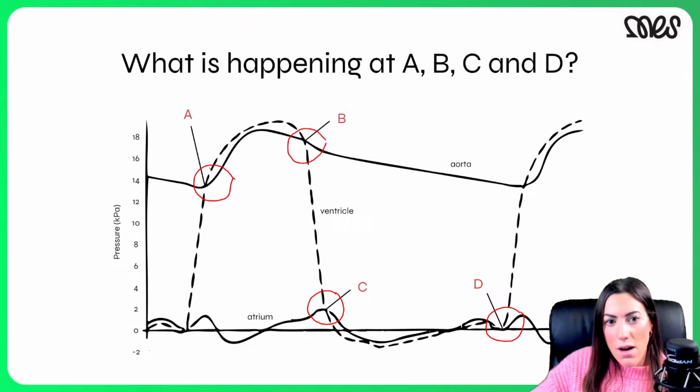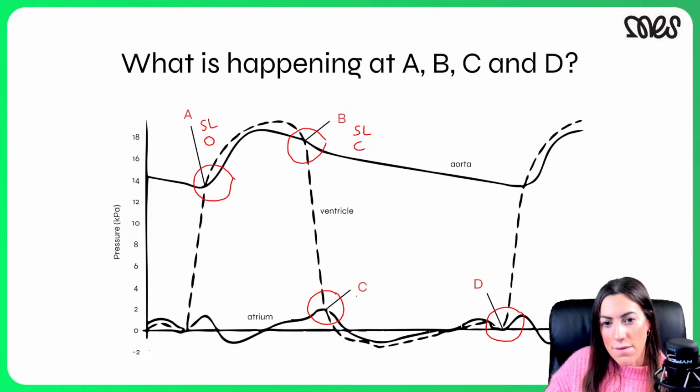So we've got ventricular pressure creeping above the aorta pressure. That is going to push those semilunar valves open. So semilunar is going to open. But over here, the aorta pressure is now higher than the ventricular pressure. So semilunar valves are going to have to close or the blood is going to flow back into the ventricle. Down here, the atrium pressure has crept above the ventricle.